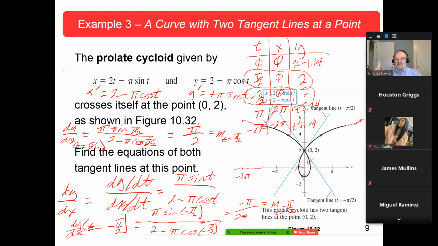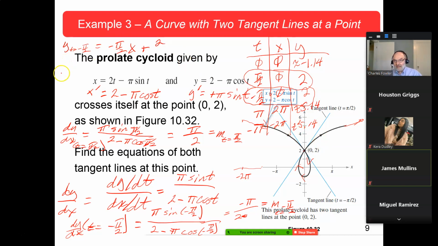Well, guess what, folks? We have a point on those tangent lines, (0, 2), which happens to be the y-intercept of those two tangent lines. So we can go straight to our slope-intercept formula. So y, and this is going to be t equal to minus pi halves, is going to be the slope, minus pi halves, that's from down here, times x, plus b, and your b here is 2.